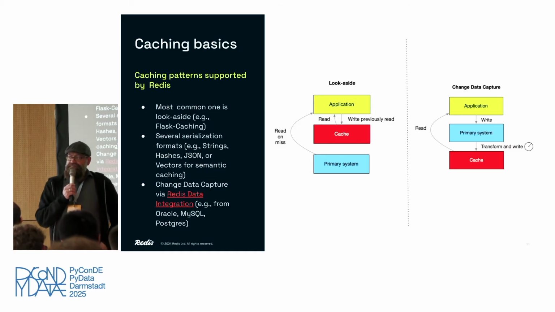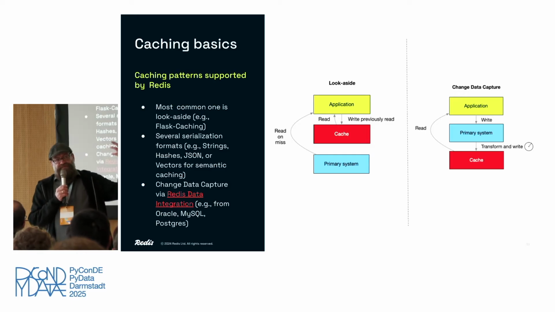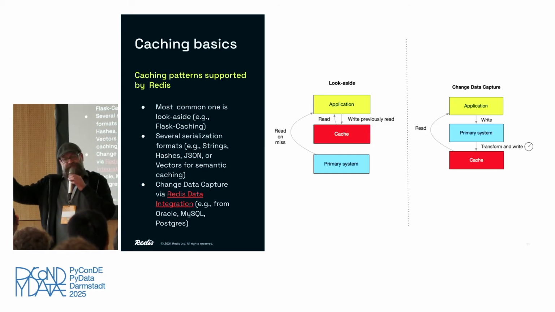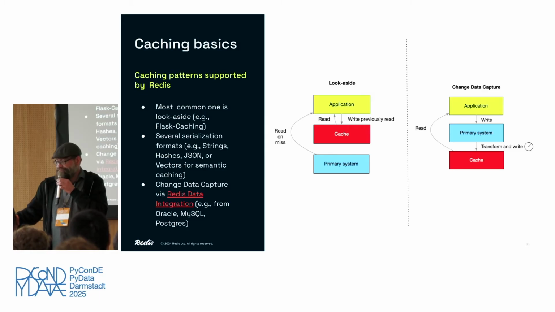And then there's another pattern that you can use with Redis Data Integration, which is a dedicated product, called CDC. Who of you knows CDC, Change Data Capture? Few. It's quite common. So what you do is you write to your primary system, and then you have a transformation pipeline set up that in real time takes the data from your primary system and transforms it into the right format for your cache, and then you read it from there, right? For speeding up some of the accesses.